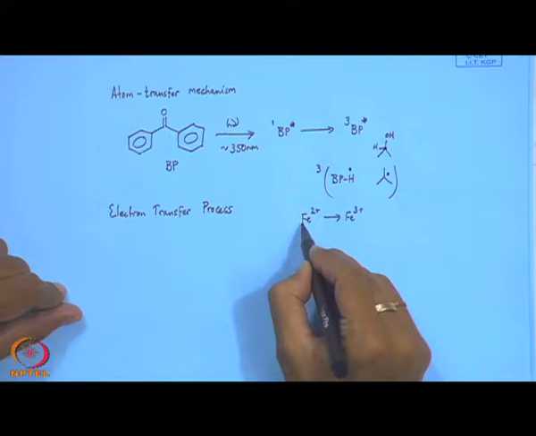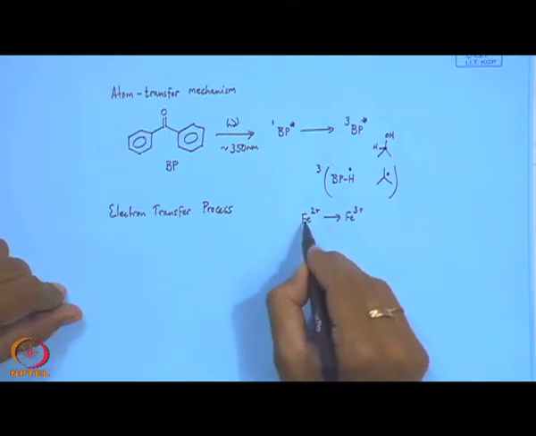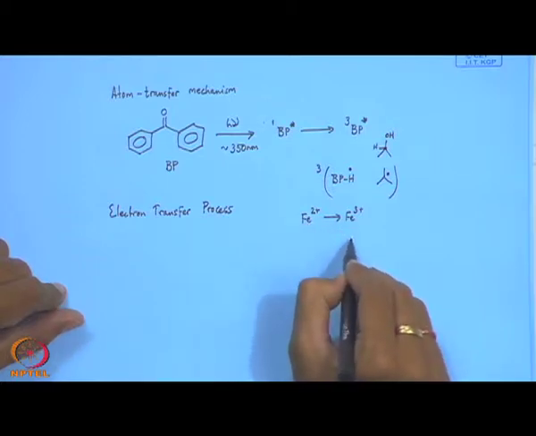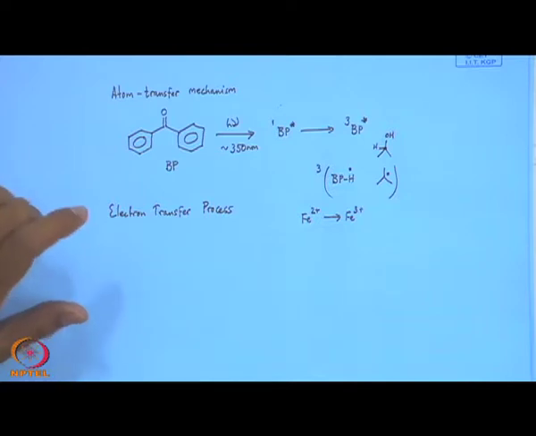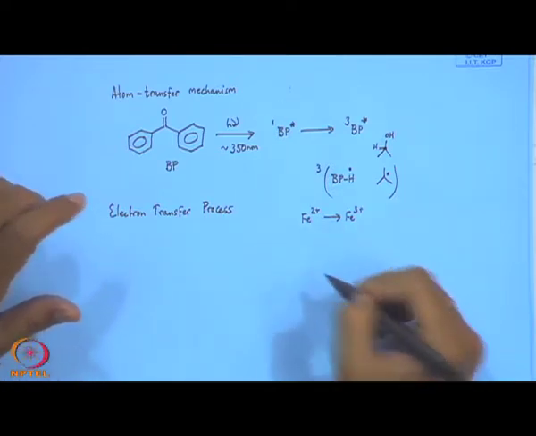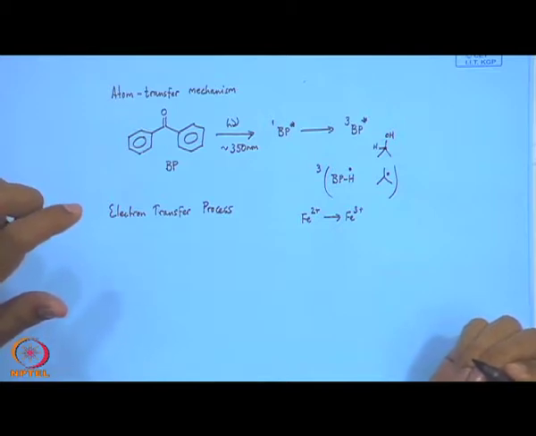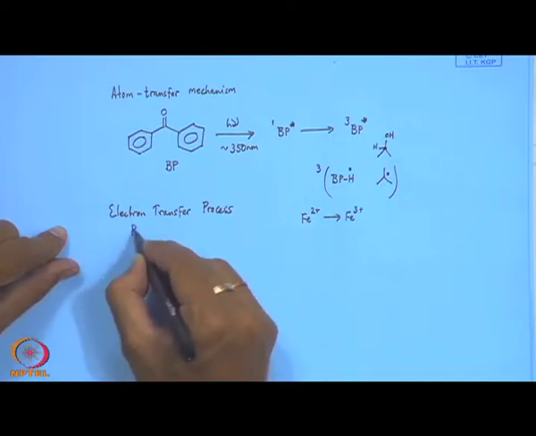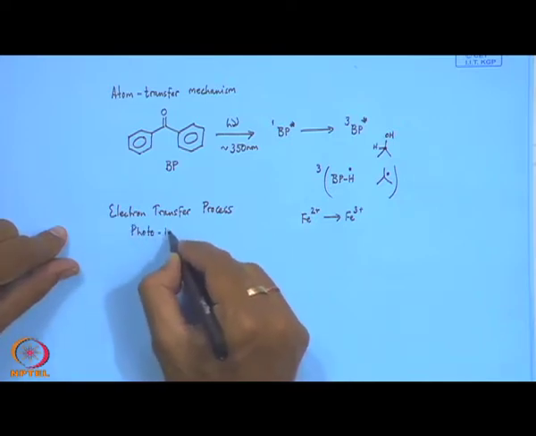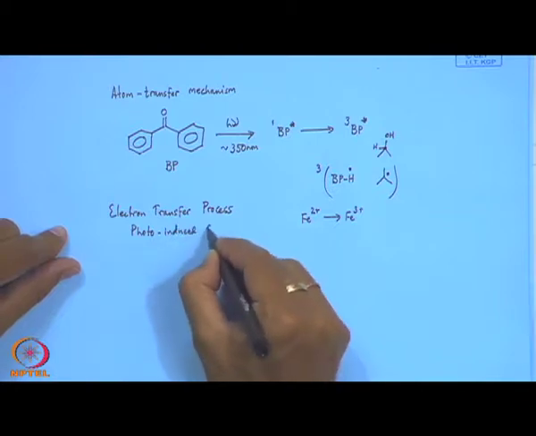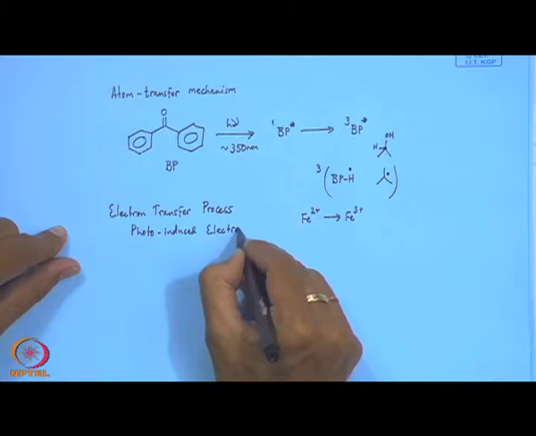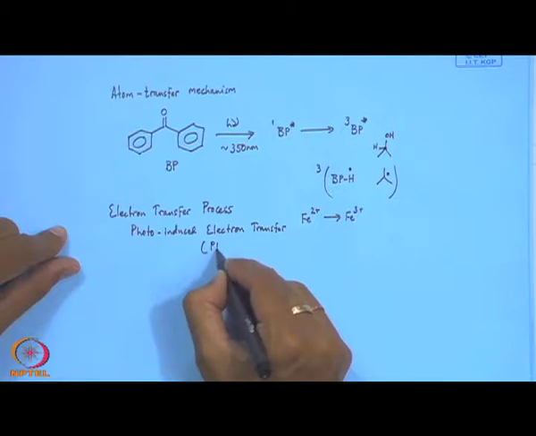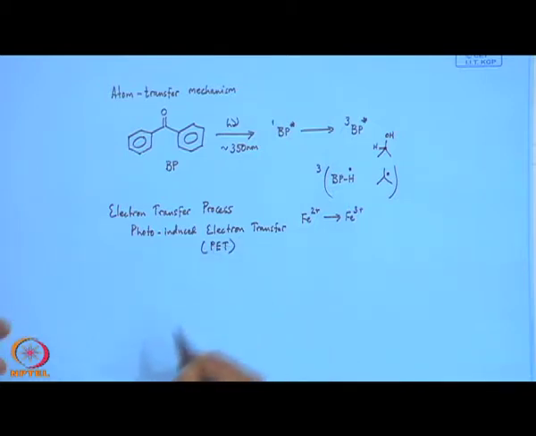Okay, but suppose it is a case of this oxidation process happening in the ground state, and the other species which is getting reduced is also in the ground state. But in the case of electron transfer especially, it should be called photo-induced electron transfer. The short form is PET, photo-induced electron transfer.